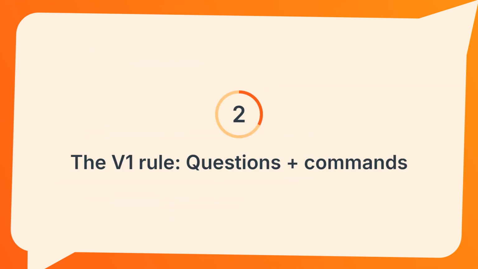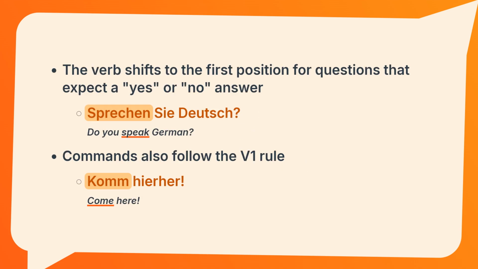Now let's explore how to write yes or no questions and commands. When asking a question that expects a yes or no answer, the verb shifts to the first position in the sentence. For example, Sprechen Sie Deutsch? Do you speak German? Commands also follow the V1 rule. If we're telling someone to come here, we'd say, Komm hierher. In this case, the verb comes first.